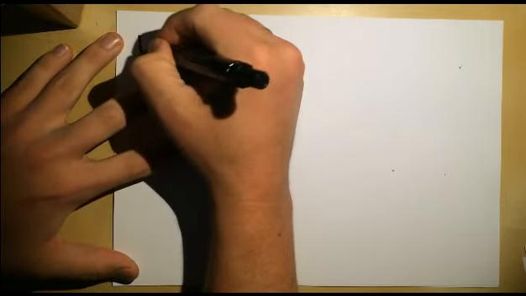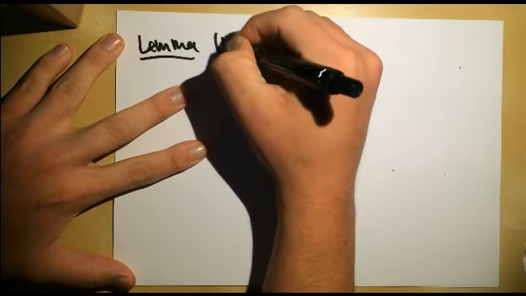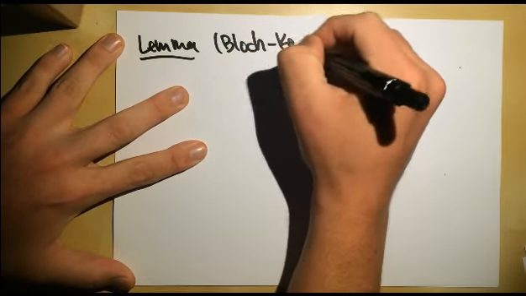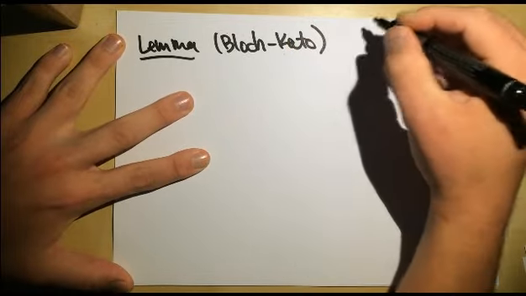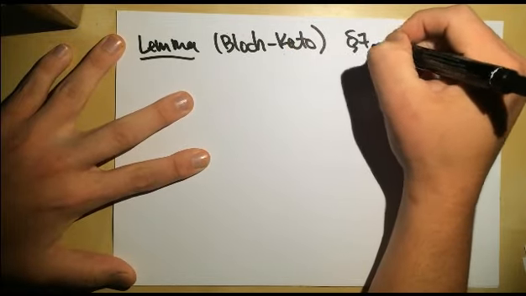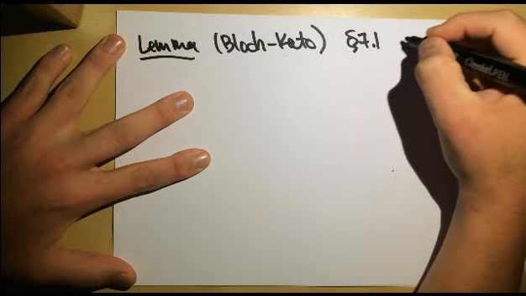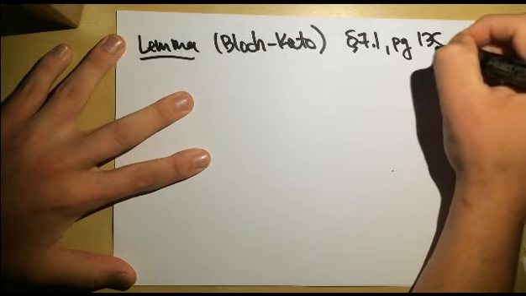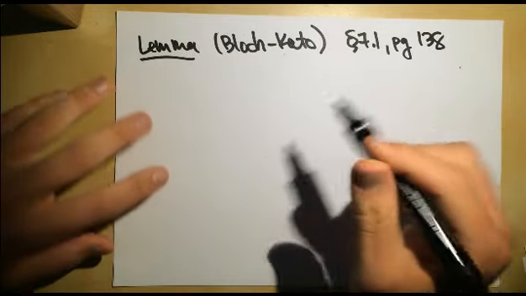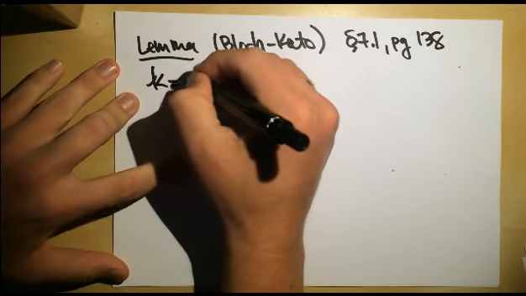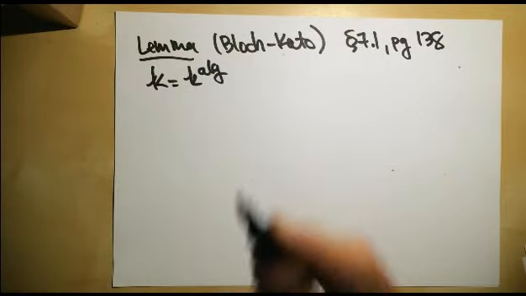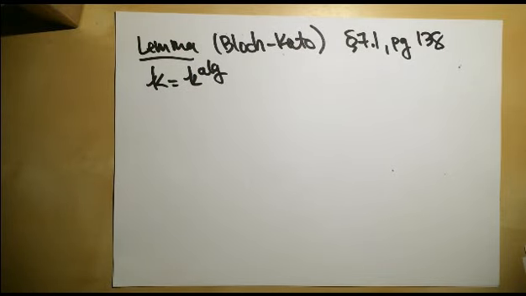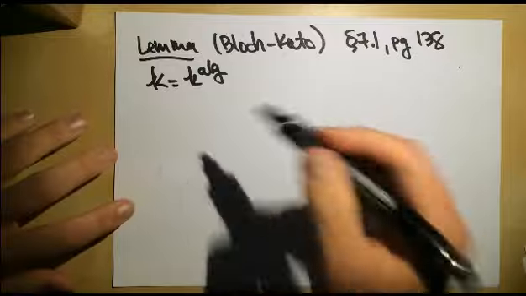So I'm going to state a lemma that I'm going to use but not prove. So here's the idea. So here's a lemma. I call this the Bloch-Kato lemma. Okay, and so this actually is in their paper, p-adic Kato cohomology, page 138, in section 7.1. Okay, and so it says that if we're working over an algebraically closed field, so this is where this algebraically closed field hypothesis comes in.